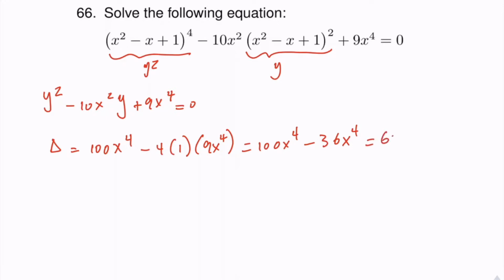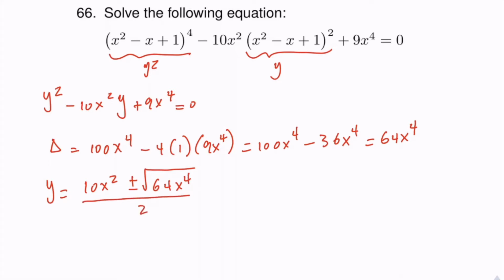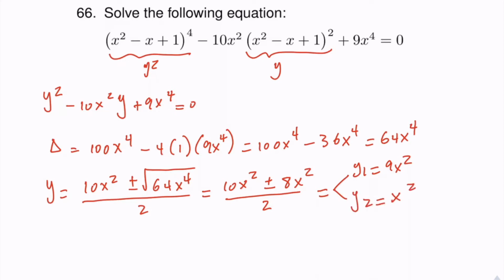That will be 64x cubed, and therefore y will be 10x squared plus or minus 64x cubed divided by 2, which is 10x squared plus or minus 8x squared divided by 2, and that will give us y1 equal to 9x squared and y2 equal to x squared.